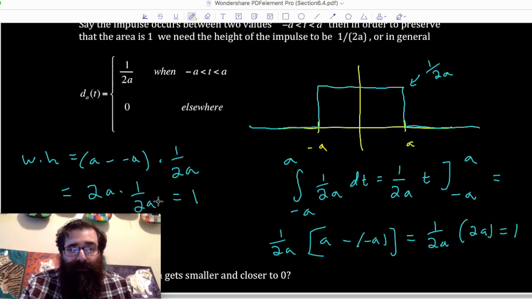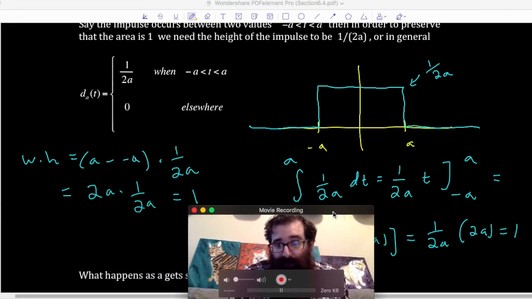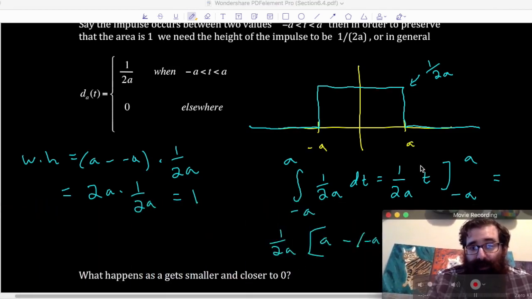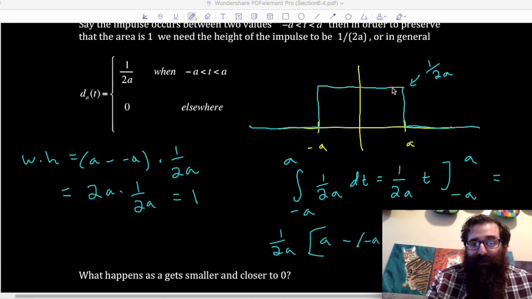So we can talk about this in terms of calculus, we can talk about it geometrically, but we see that we have to adjust the height of the impulse in order to maintain or preserve that the area is 1.